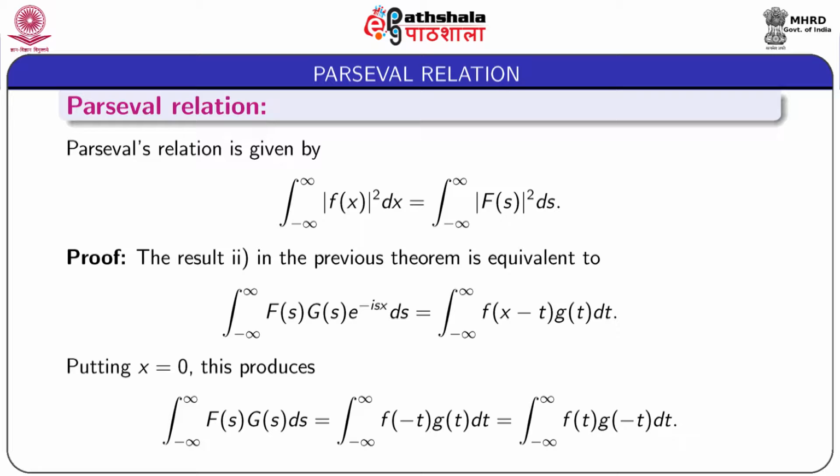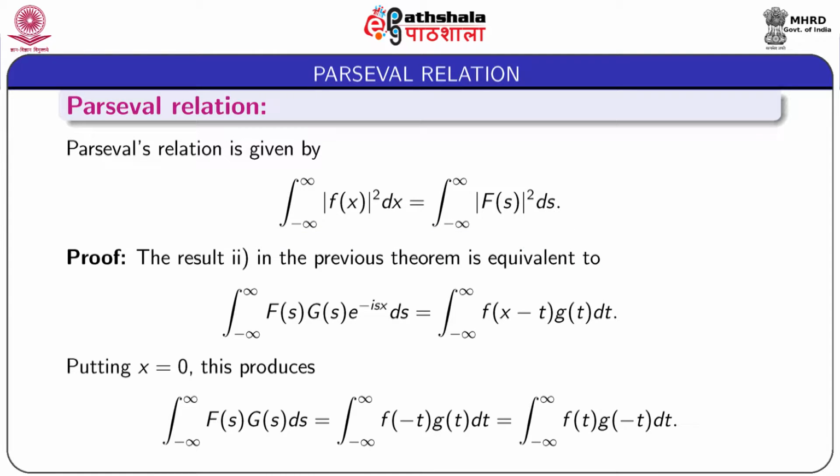Next we come to another important relation, that is Parseval's relation. Parseval's relation is given by integral minus infinity to plus infinity mod of small f(x) square dx. This is equal to integral minus infinity to plus infinity mod of capital Fs square ds.